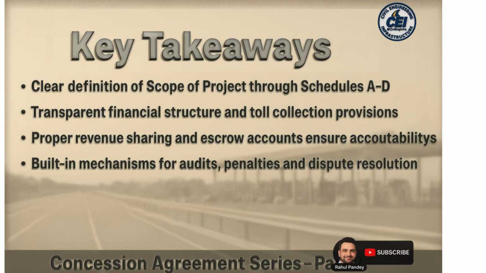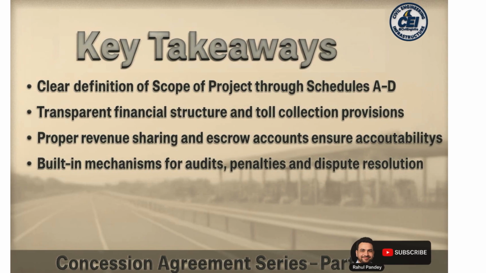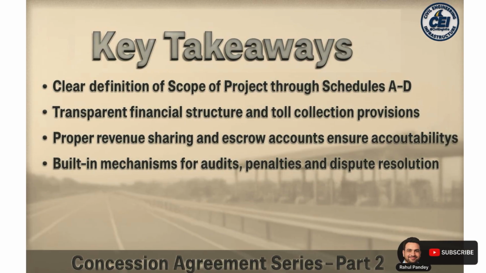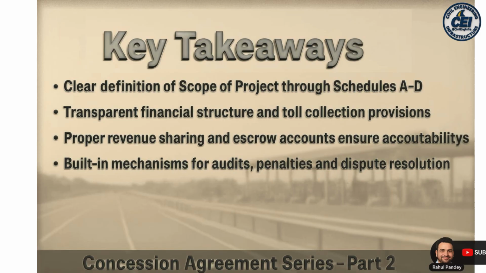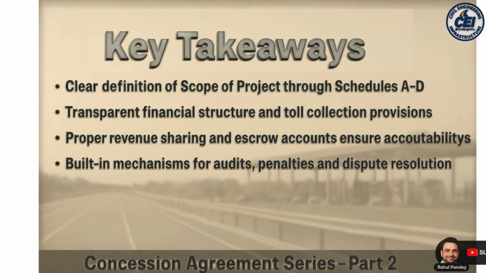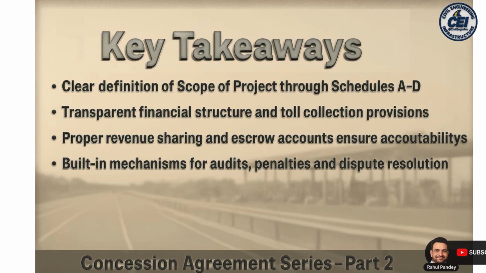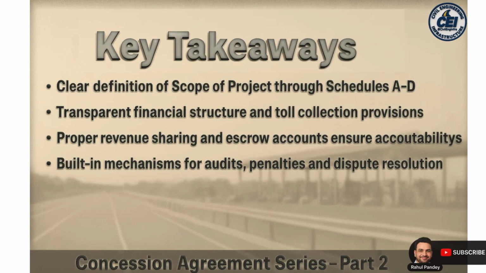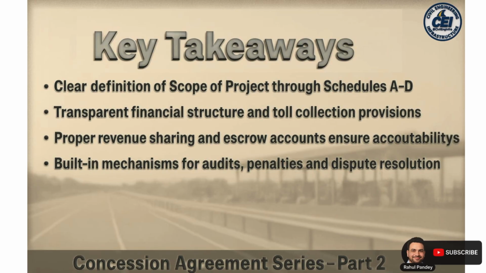Slide 11, Key Takeaways. Part 2, Scope of Project Schedules A to D clarifies site, development, facilities and specifications. Transparent financial structure and toll collection provisions provide revenue predictability. Proper revenue sharing and escrow accounts ensure accountability. Audits, penalties and dispute resolution mechanisms built in, safeguard discipline and continuity. Outcome, these key takeaways clarify the critical aspects of HAM concession agreements.